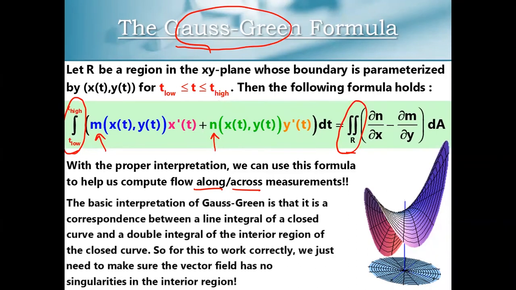And again, our interpretation here is that the Gauss-Green formula is a set of choices. We get to choose whether we want to do a path integral along the boundary or a double integral over the interior. We just have to be a little bit careful. We do want to make sure that our vector field has no singularities contained within our closed curve. So you do want a closed curve, and you do want to make sure that there aren't any singularities in your vector field contained within that closed curve, and then you should be good to go.